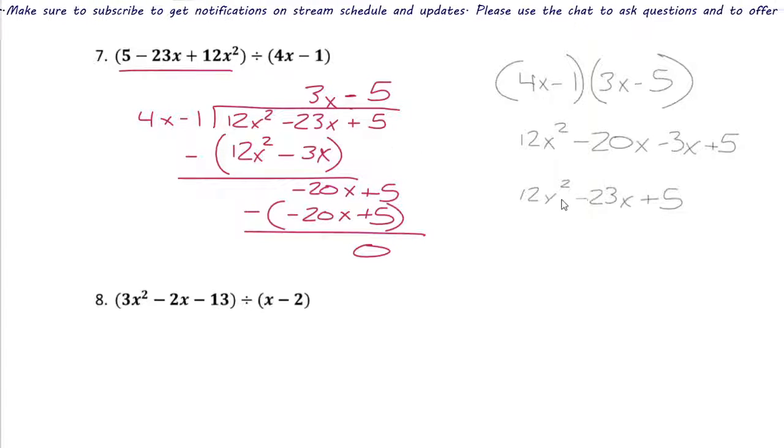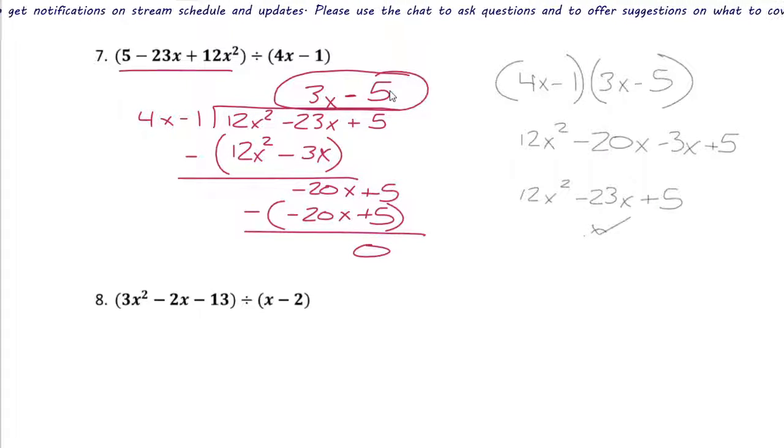Does that match up? It does. So is our check good? It is. So that means our answer is good. So 3x minus 5 is our answer.